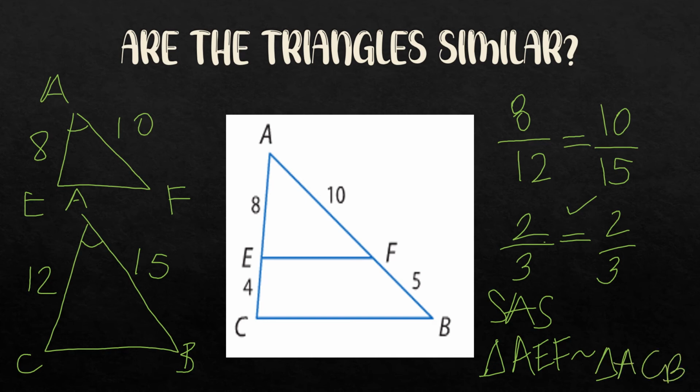Remember that you can cross multiply and you would get 120 equals 120, or you can change them to decimals, which would be 0.6 repeating equals 0.6 repeating. Unless you set your proportion up differently. If you did 12 over 8 equals 15 over 10, your decimal is going to look a little bit different. But you should still reach the same conclusion.